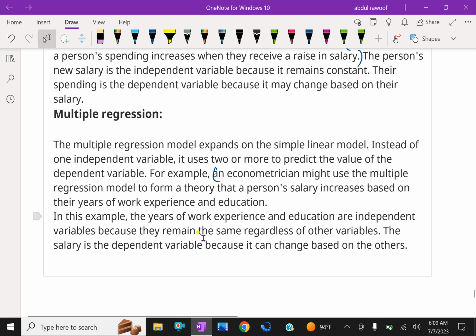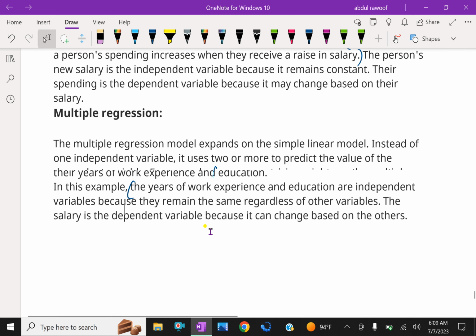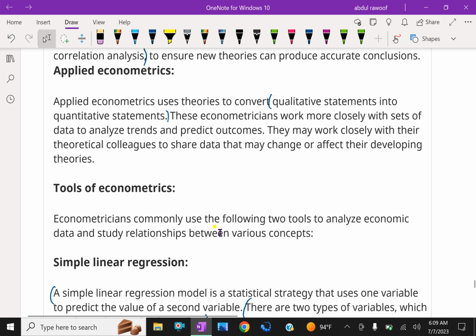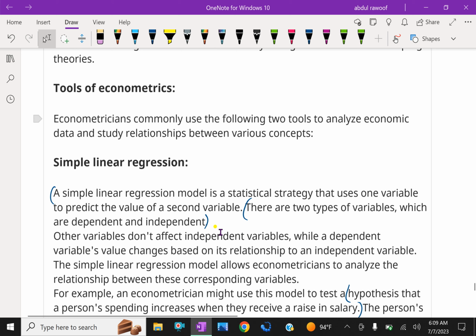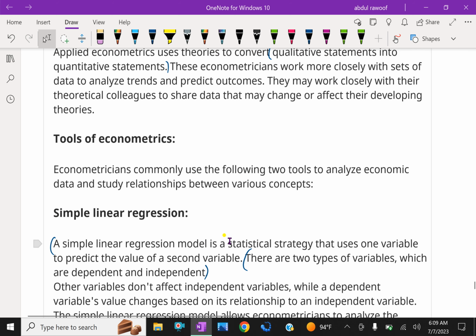In this example, the years of work experience and education are independent variables because they remain the same regardless of other variables. The salary is the dependent variable because it can change based on the other independent variables. So far we discussed the different stages of econometrics, as well as regression, linear regression, and multiple regression.